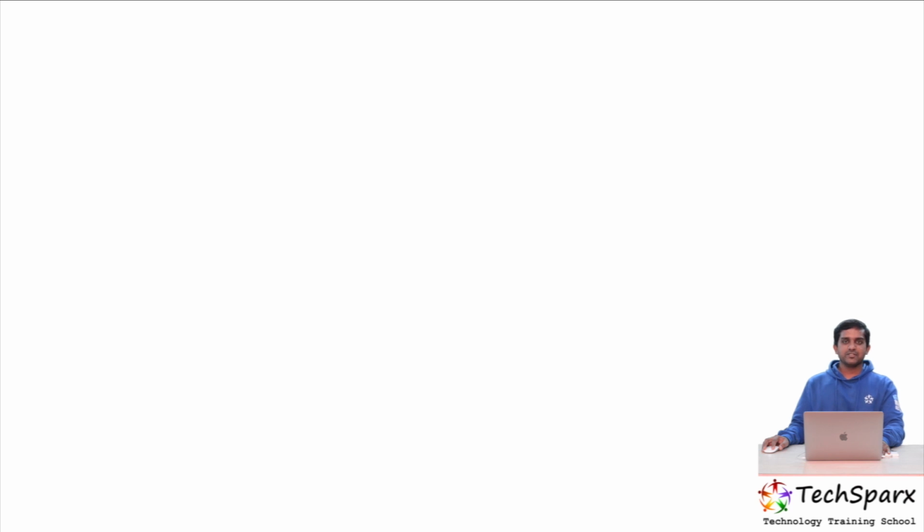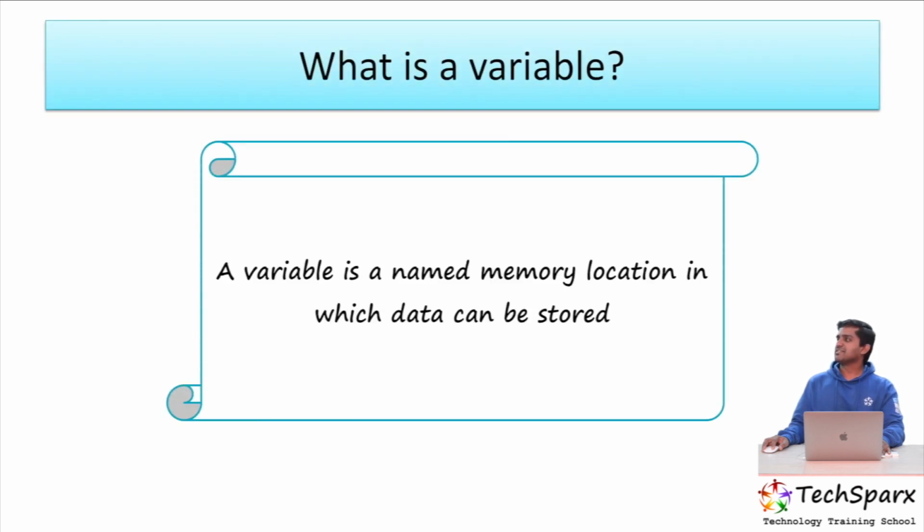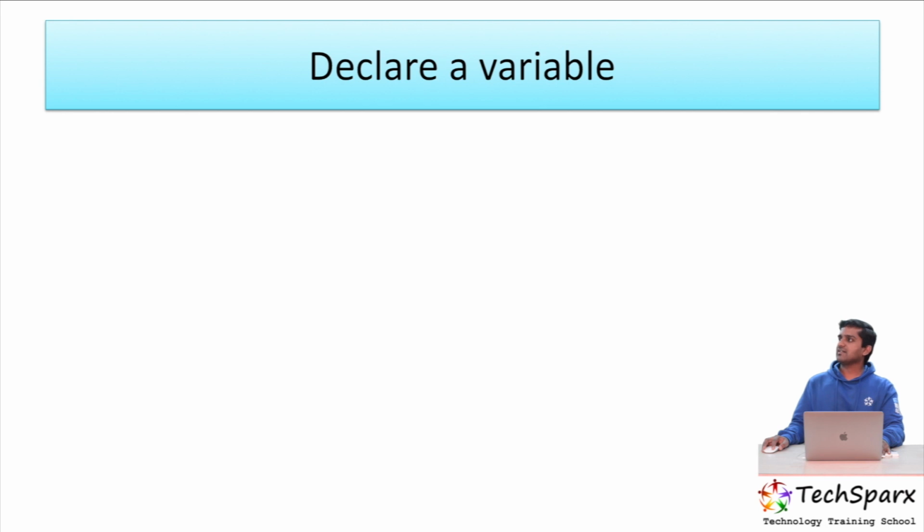Hi. So let's look into the definition of a variable. So what is a variable? A variable is a named memory location in which data can be stored. So how do you declare a variable? So you specify the data type and the variable name.